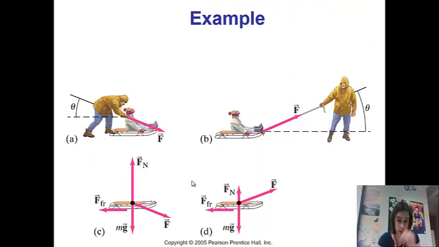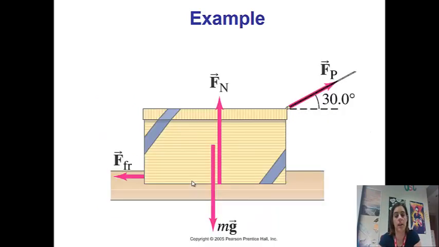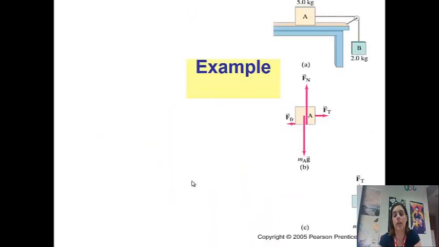In example A, because the man is pushing down on the child to push him, he's actually increasing the normal force that's provided by the ground, so the force of friction is going to increase. Whereas in B, he's pulling upward, and so that decreases his normal force, so the force of friction will decrease in a corresponding manner. Okay.